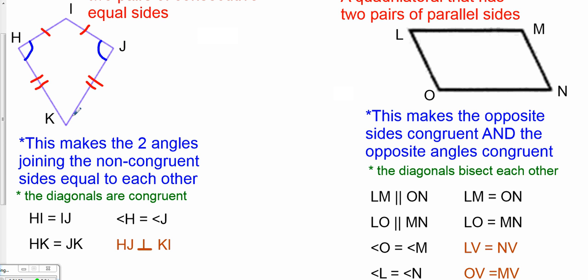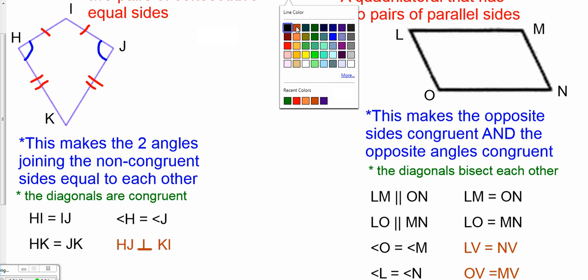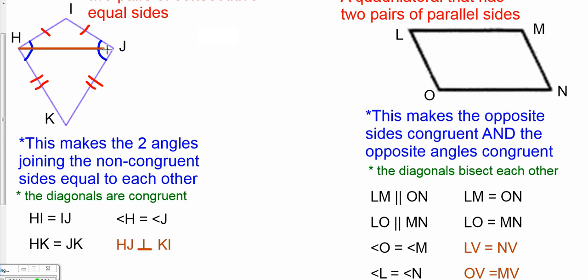Now again, the last piece of information that we can figure out is something about these diagonals. If I go from here to here, here to here, we make the two diagonals, HJ and IK. Oops, it says congruent. They are not congruent, they are perpendicular.